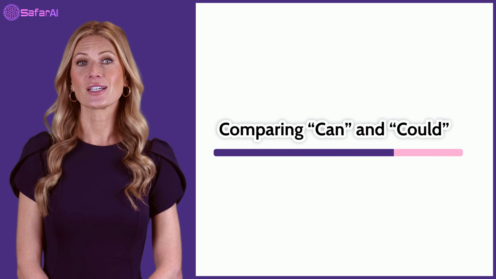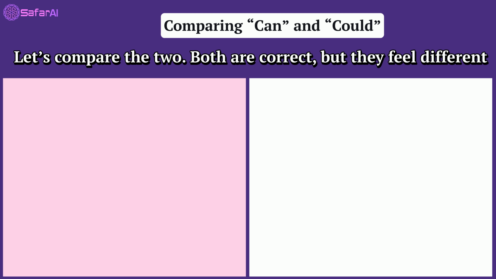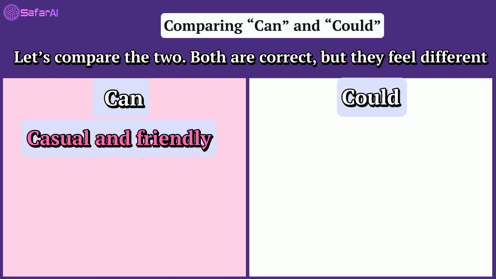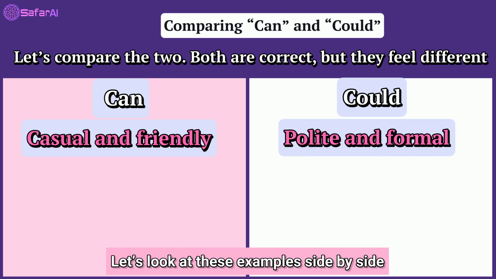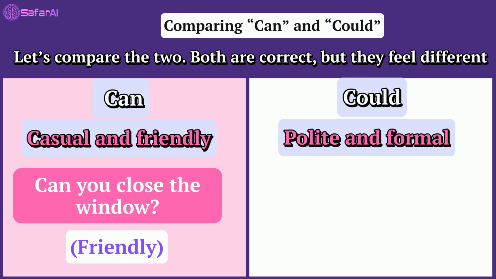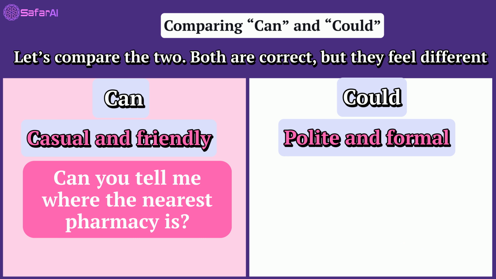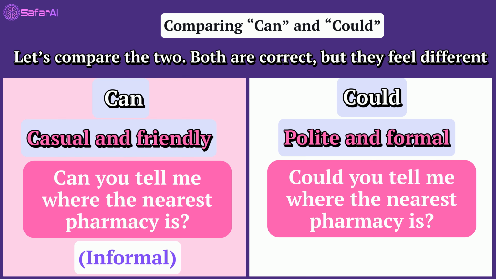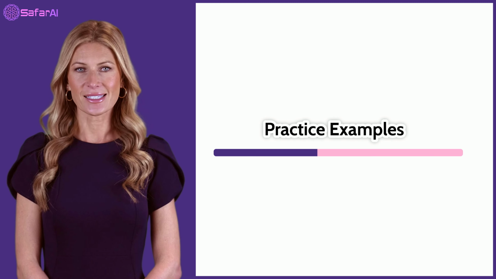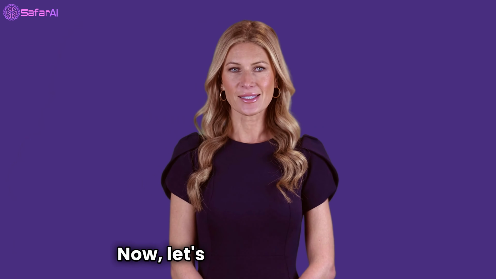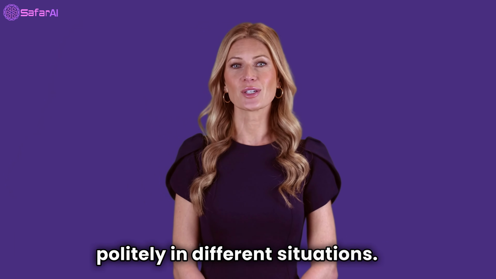Comparing can and could. Let's compare the two. Both are correct, but they feel different. Can: casual and friendly. Could: polite and formal. Let's look at these examples side by side. Can you close the window? Friendly. Could you close the window? More polite. Can you tell me where the nearest pharmacy is? Informal. Could you tell me where the nearest pharmacy is? More respectful.